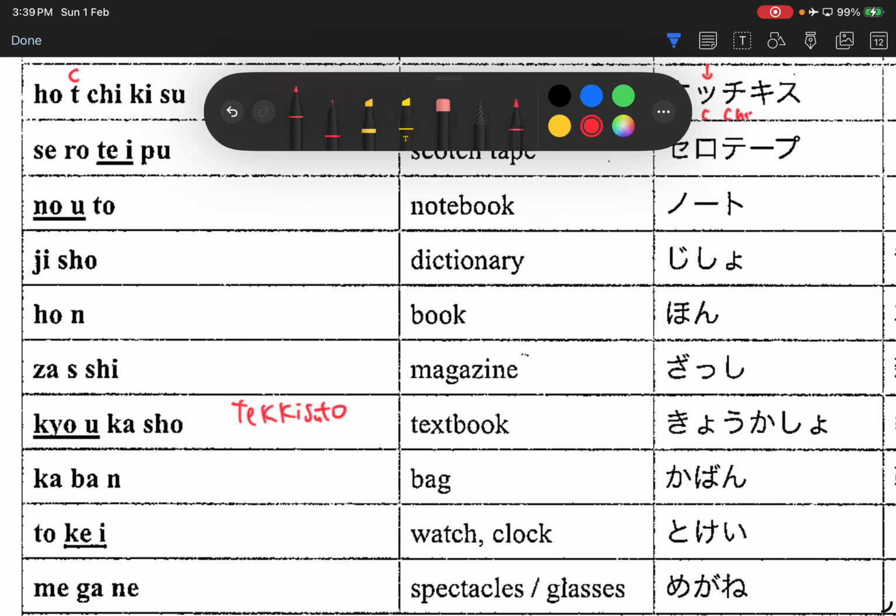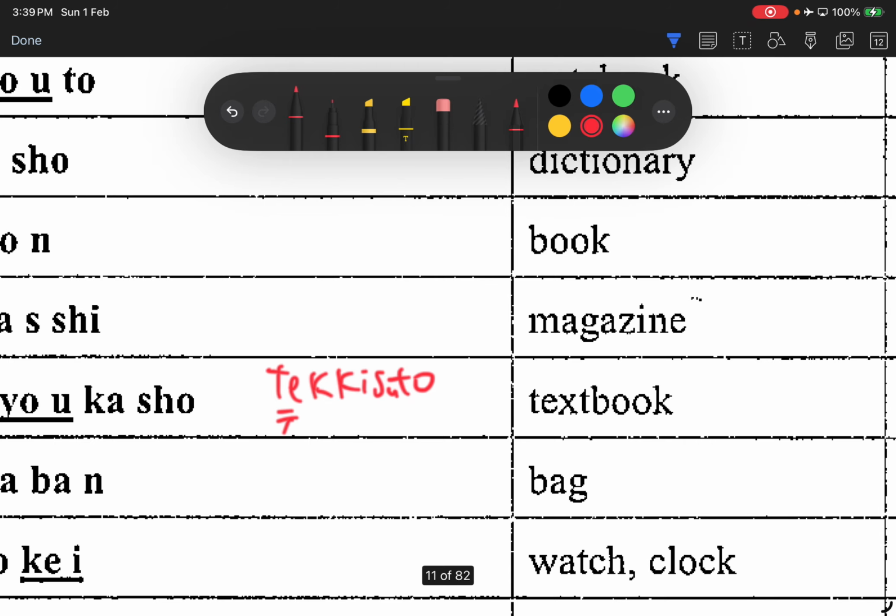Tekisto. So texto just means textbook, but in a literal translation from textbook. Some Japanese teachers may use the word texto, or they might use the word kyokasho. For me, I will use the word kyokasho because it sounds better. I will avoid direct translation from English if I can. Alright.